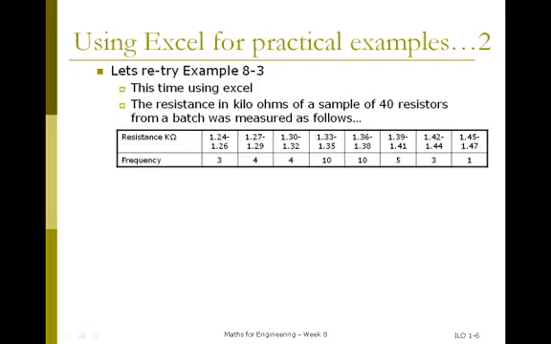So this time, let's retry example 8.3 that we've completed manually before, but this time we're going to use Excel. The question stated, the resistance in kiloohms of a sample of 40 resistors from a batch was measured as follows. So this is the same data as we had previously.